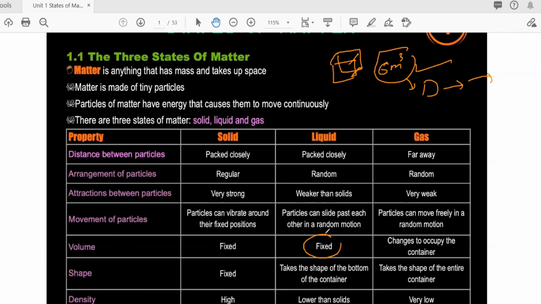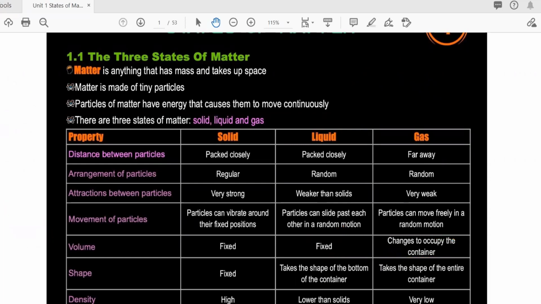Volume of the liquid is also fixed. For example, if you have 1 liter of water in a glass, now it is 1 liter. If you take this 1 liter in a measuring cylinder, this amount of water will remain the same, 1 liter. Its volume will not change. But the gas, it will change. How it will change, I will explain to you.